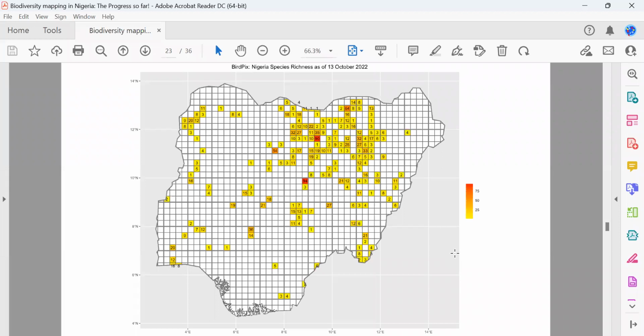Then around Hadejia-Nguru wetlands, you can see 64. Then also around Kano, we can see 54. Then around Lapai and other areas, you can see some good numbers. And if you look well, I think there are some areas with 0. I can't see any now, but sometimes you can see 0, and that means there are records, but the records have not been identified to species level, so the number will indicate 0. Then we have some grid cells with only a single record, 1.